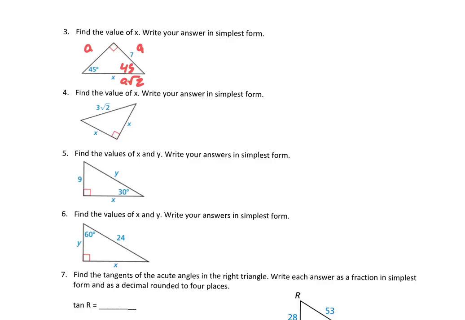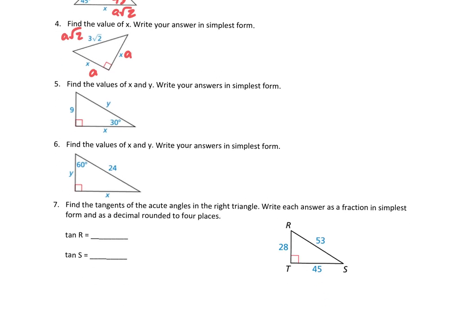The 2 legs on a 45, 45, 90 are A, and then the hypotenuse is A radical 2. And then same thing would be here. And then on 5 and 6, these are 30, 60, 90 triangles. Opposite the 30 is always K. Opposite the 60 is K radical 3. And the hypotenuse is always 2K. Those are your relationships. You don't necessarily have to memorize them. They'll be on the formula sheet, but you just have to know how to use them.